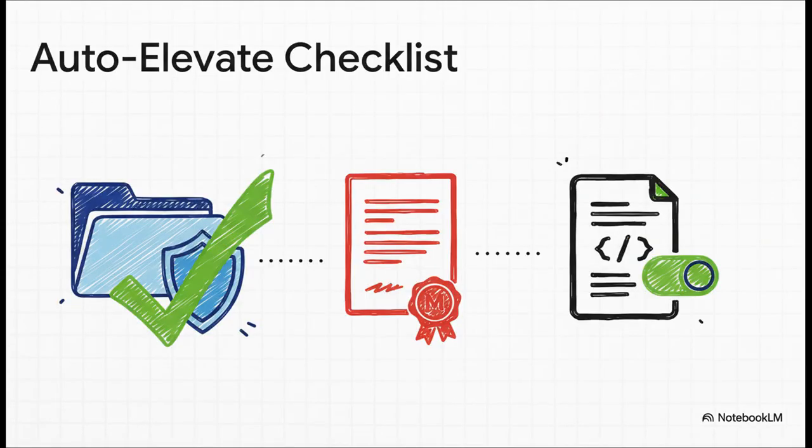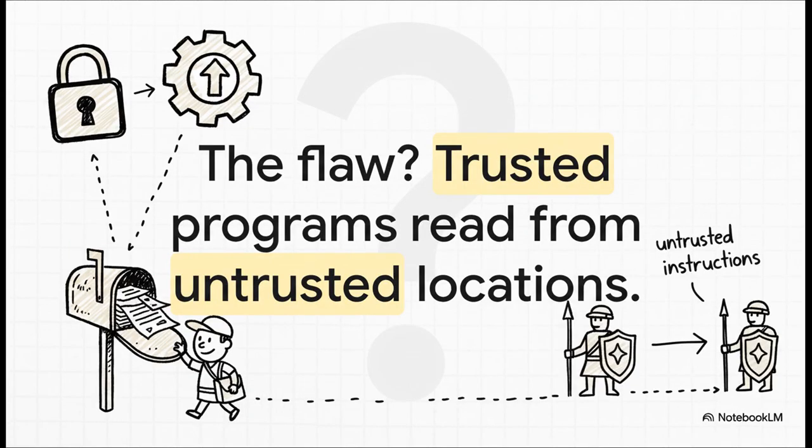Now, for a program to get this special treatment, it's got to pass a pretty strict security check. It has to be in a protected system folder, it has to be digitally signed by Microsoft, and its own internal code, its manifest, has to specifically ask for this auto-elevate status. So, on paper, it looks pretty solid. So, where's the hole in the armor? It's a classic case of misplaced trust.